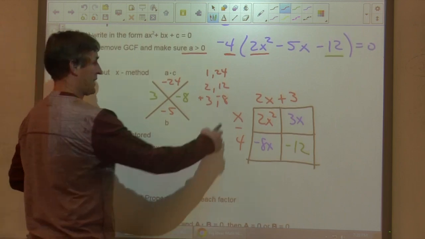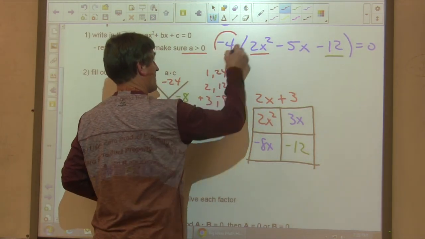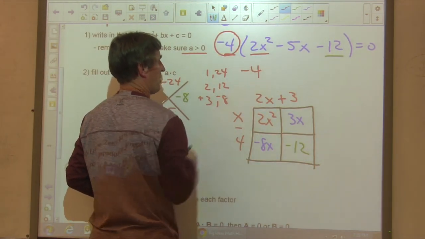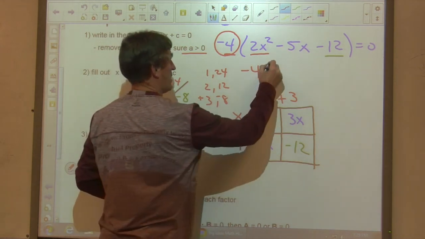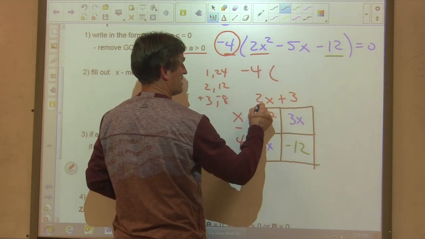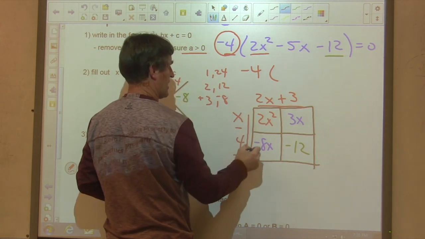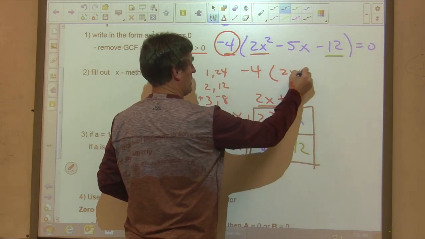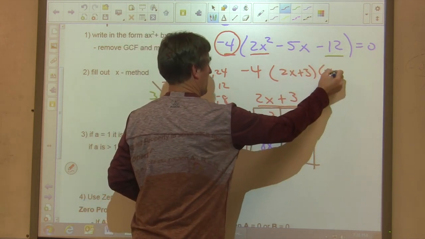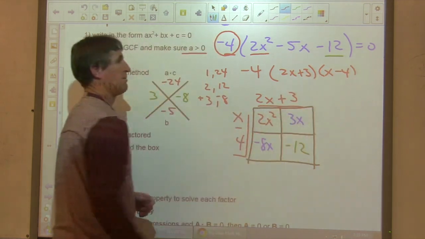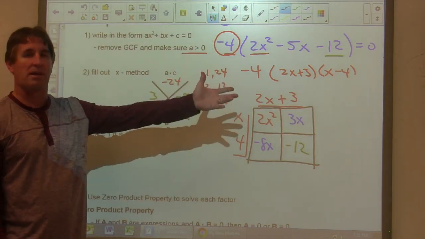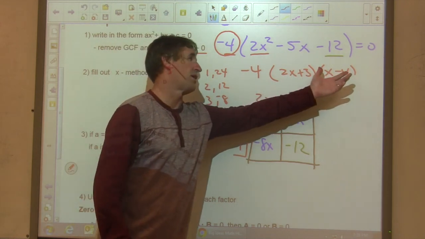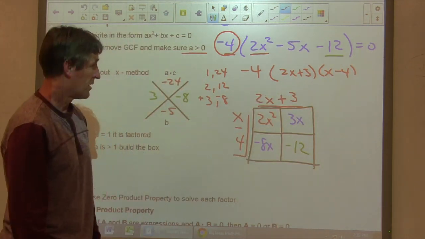So let's write this right here. I still have this negative 4 if I'm just writing the whole thing out. So negative 4 times, I've got this and this. So 2x plus 3 and x minus 4. Again, it doesn't make any difference what form you put that in. You could put the x minus 4 there and the 2x plus 3 there.